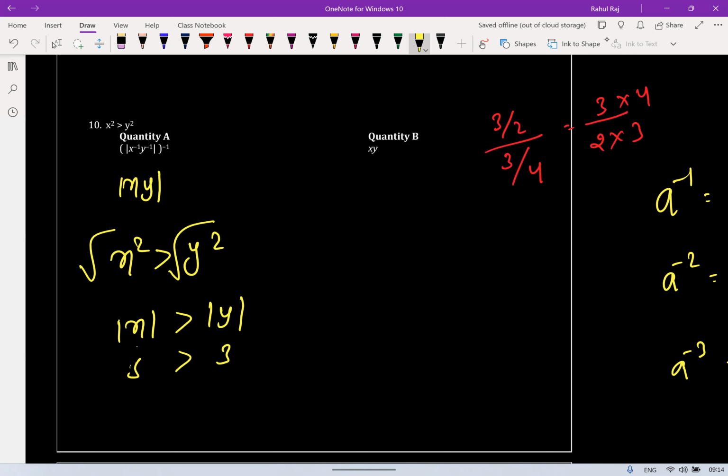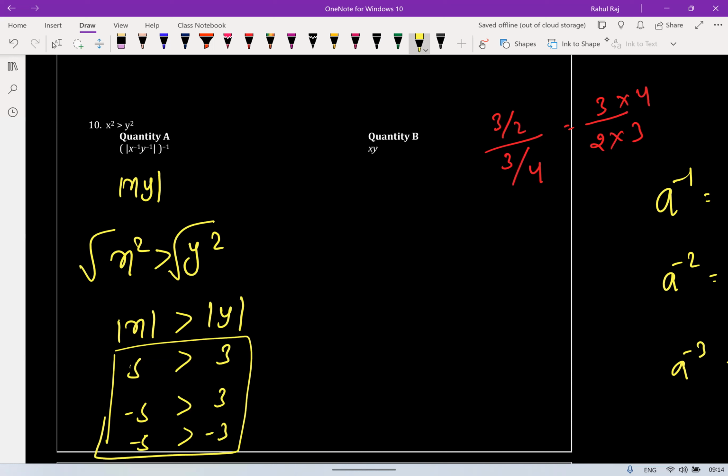So if I take x is equal to, imagine, 5 and y is equal to 3. Even if I take x is equal to minus 5 and y is equal to, let's say, 3. Even if I take x is equal to minus 5, y is equal to minus 3, whatever you take for x and y, it doesn't matter at all. Mod x is always greater than mod y. So yeah, simple.